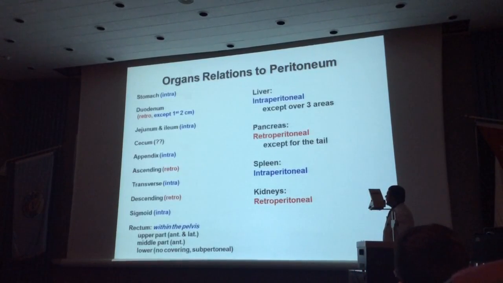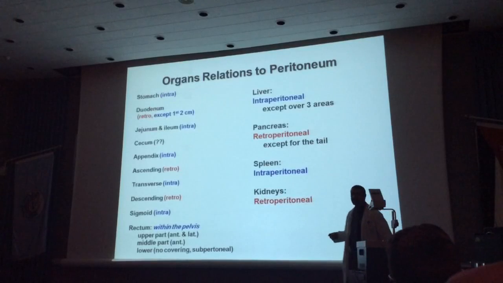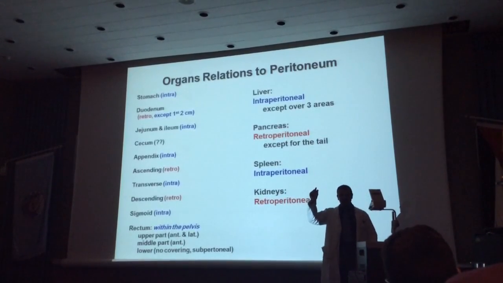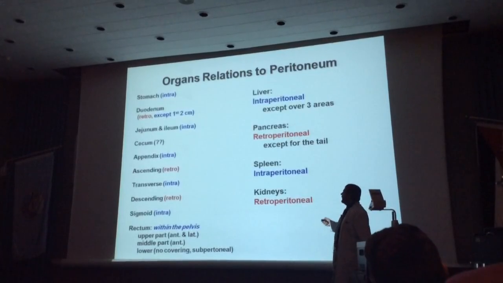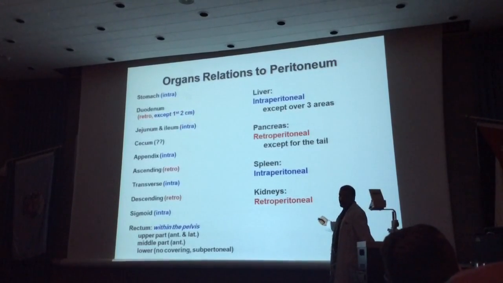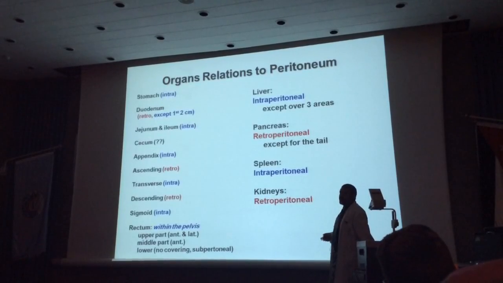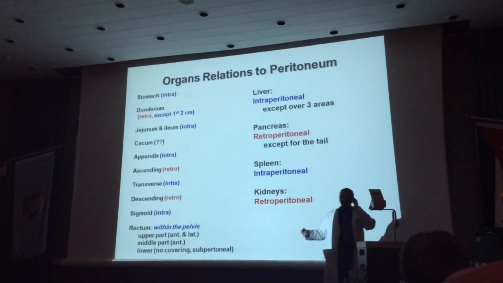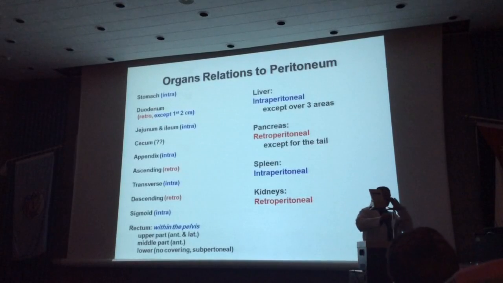Organs' relations to peritoneum. This is very simple. The stomach is intraperitoneal. Then the duodenum: we said it is secondary retroperitoneal, except the first 2 centimeters, very close to the stomach, which remain covered with the hepatoduodenal ligament. Jejunum and ileum are intraperitoneal. Now the appendix, before the cecum, is intraperitoneal. It has its own mesentery. We call it mesoappendix.